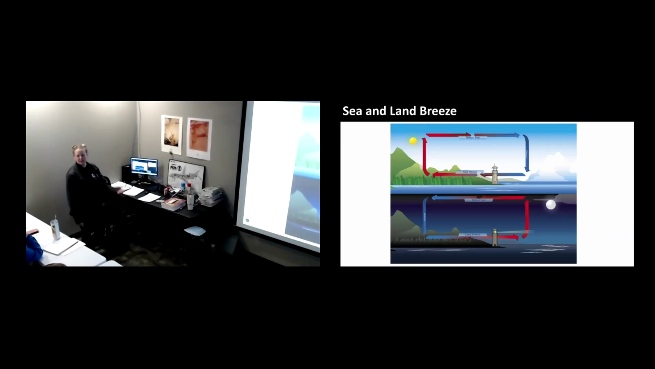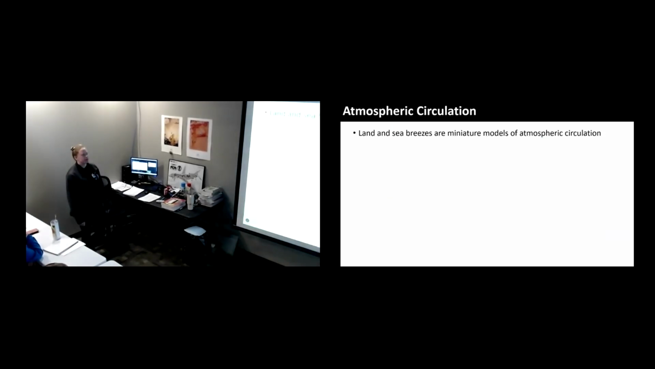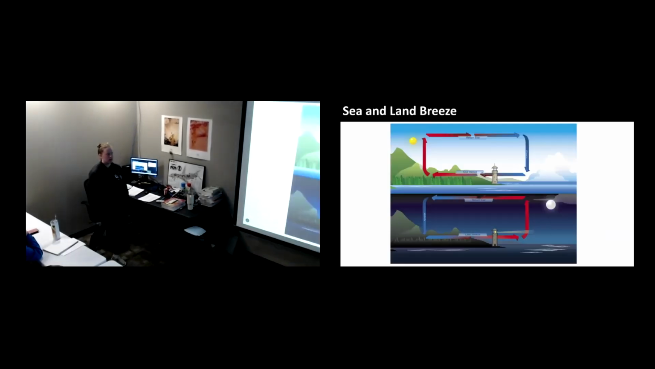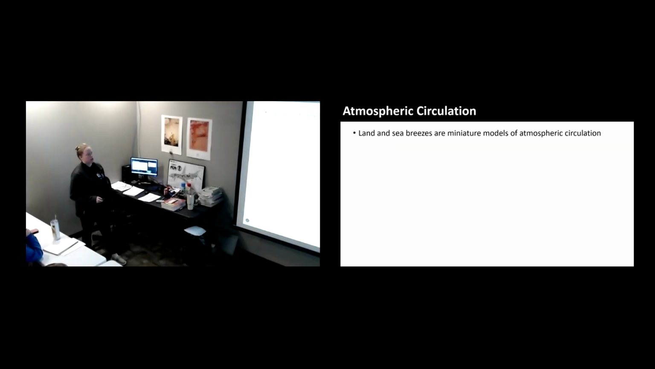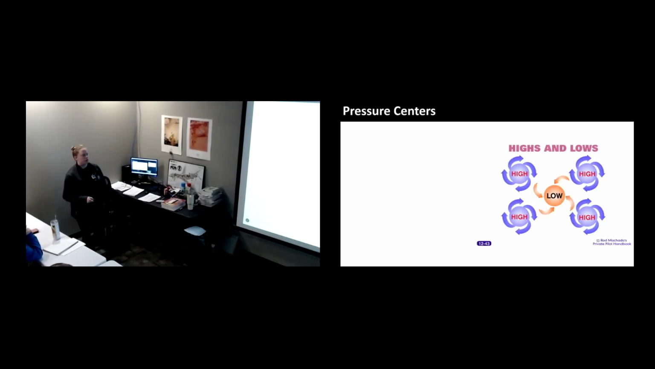There's another beautiful picture. And the high pressure is typically associated with the cooler temperatures. Yes, and we'll go over that more. Oh, I'm going back. So the land and sea breezes are miniature models of what's happening all over the world.